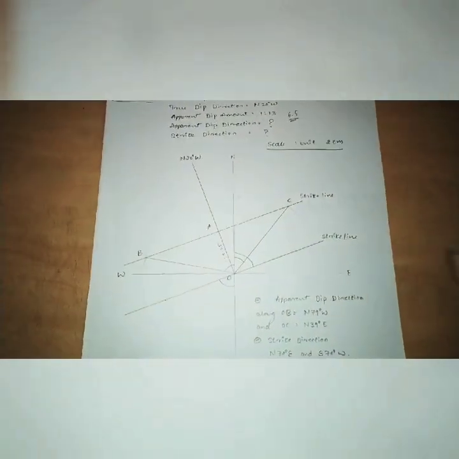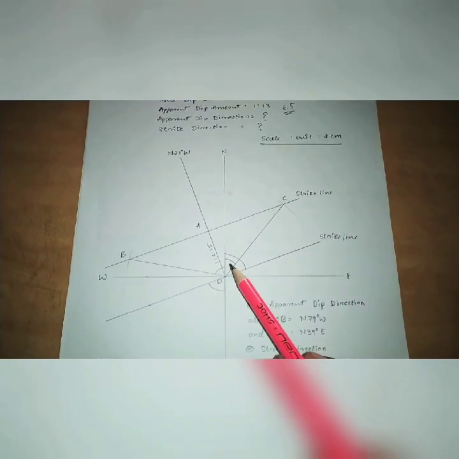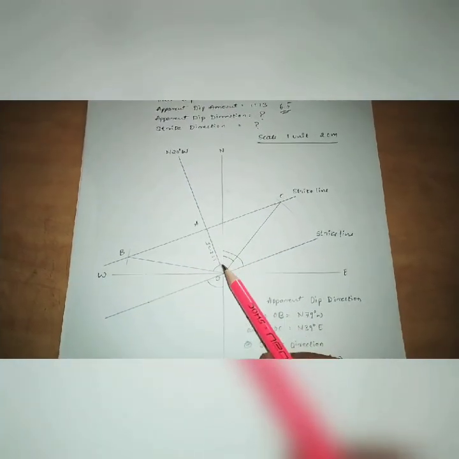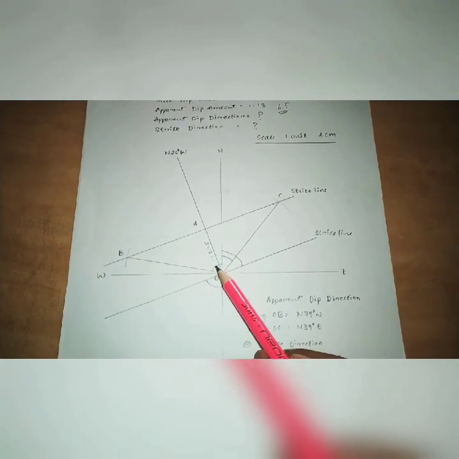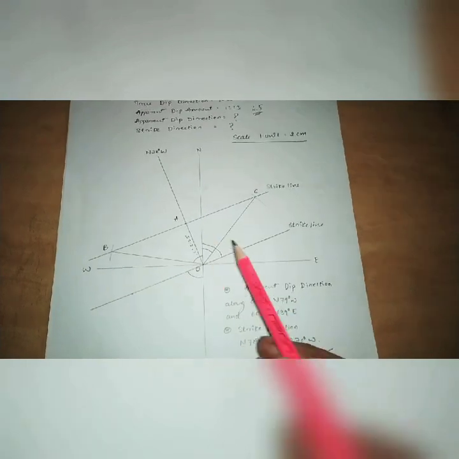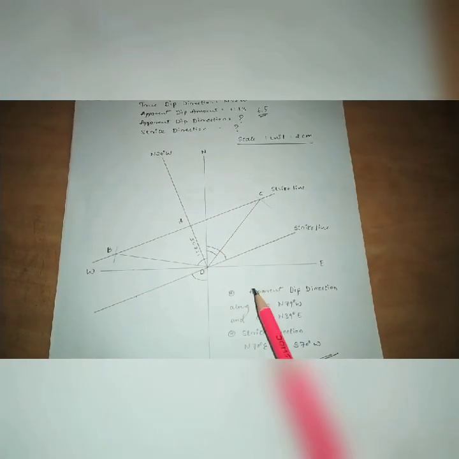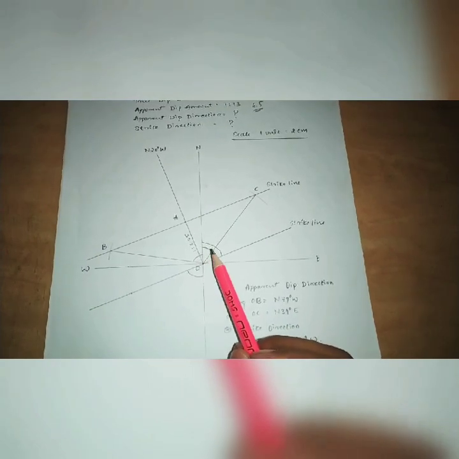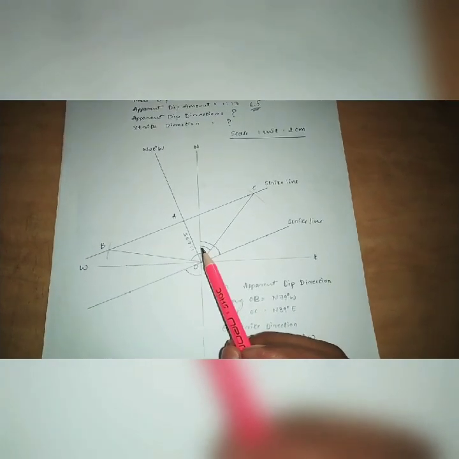So the apparent dip direction is the apparent dip direction along OB. This is OB, that is the apparent dip direction, north 79 degree west, and along OC it is north 39 degree east. So this is the angle.